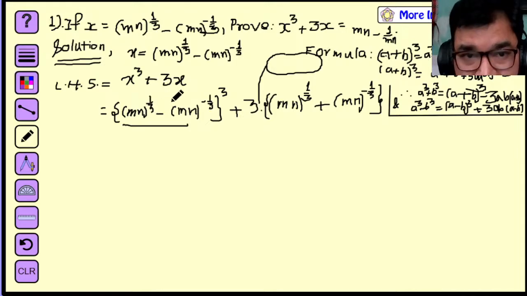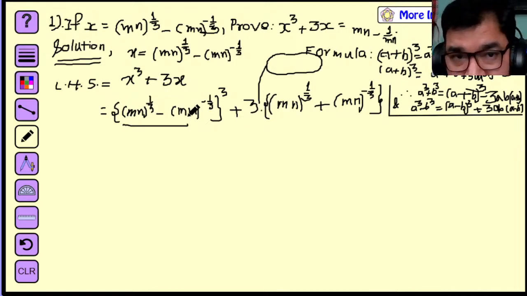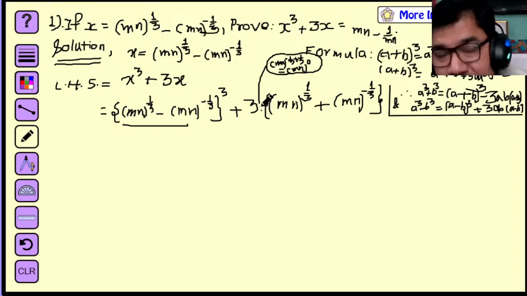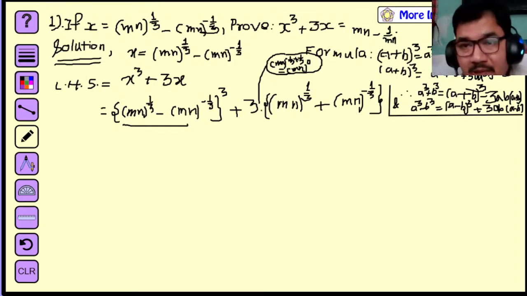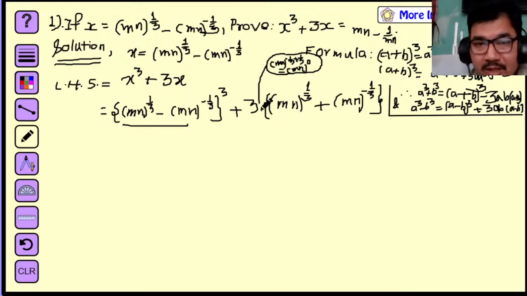This is m n power 1 by 3, and this is a, and m n power minus 1 by 3, both the bases are same. Then when you multiply them, m n power, there will be minus 1 by 3 plus 1 by 3. When you add these two powers, it will be 0. So m n power 0 means 1. That's why here is 1, and 3 times 1 is 3. That's why here is also 3ab like this formula. But it is not shown here, it is hidden here.